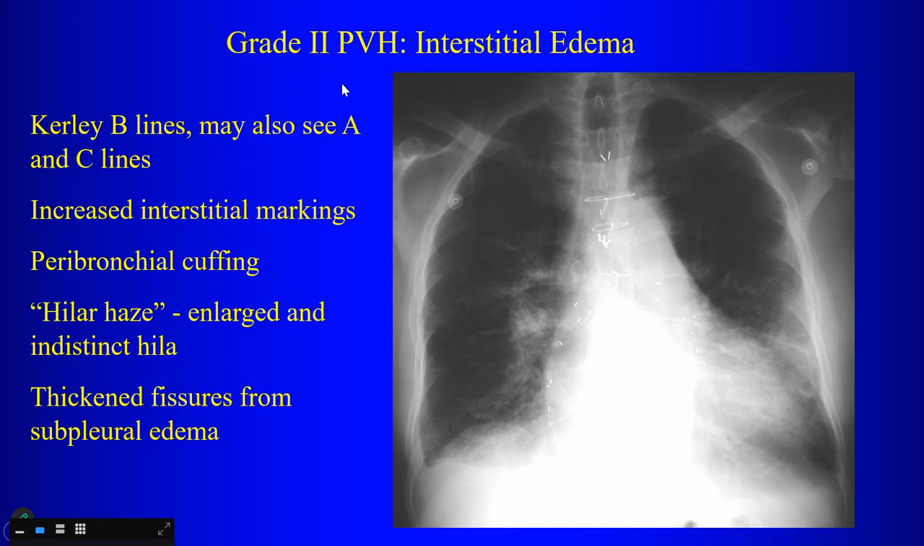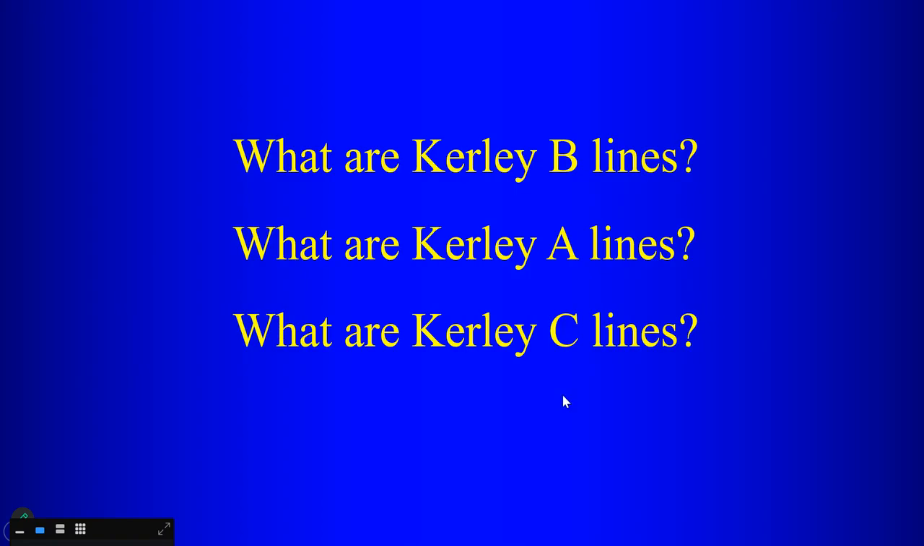Grade 2 pulmonary venous hypertension, we get interstitial edema. So here we see curly lines, increased interstitial markings, peribronchial cuffing, hilar haze. The hila can appear enlarged and indistinct, and then thickened fissures from subpleural edema. So what are curly B lines? What are curly A lines? What are curly C lines? What are these curly lines?